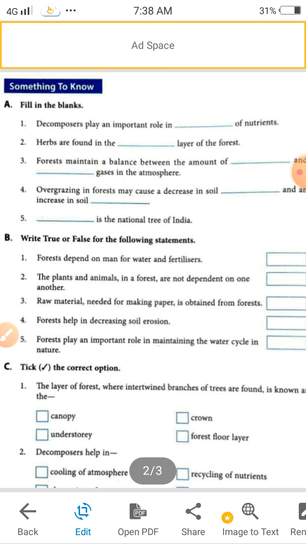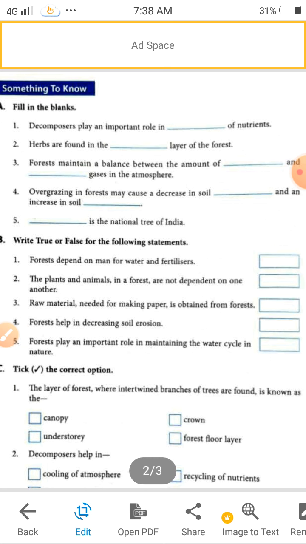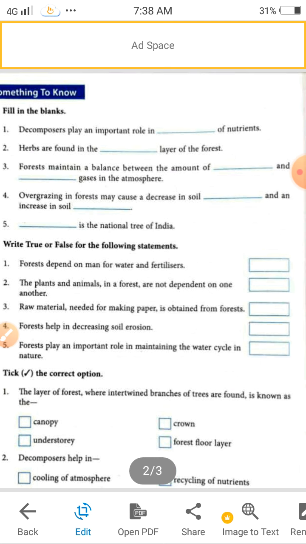Fourth: overgrazing in forest may cause a decrease in soil dash and an increase in soil dash. Overgrazing in forest may cause a decrease in soil fertility, and it increases soil erosion. Due to overgrazing, soil erosion increases and soil fertility decreases. Next: dash is the national tree of India. The national tree of India is the banyan tree.